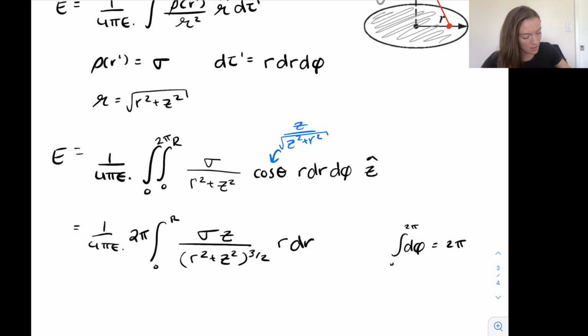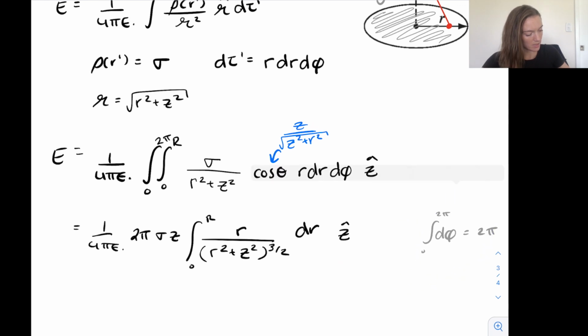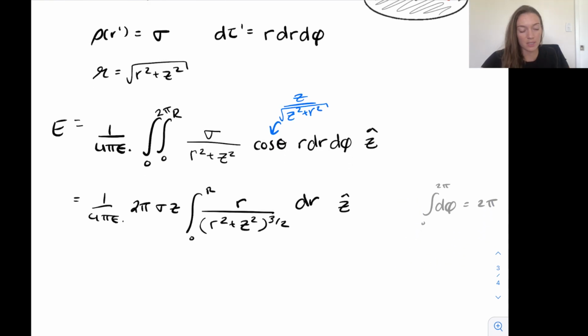So let me just put this over here. Okay, and then I'm also going to pull out my sigma and my z, since those are also constants in this case. So I'm just going to rewrite my sigma and my z out here, and then I just have r and dr here. And this whole integral is in the z hat direction. Okay, and this was from our d phi piece.